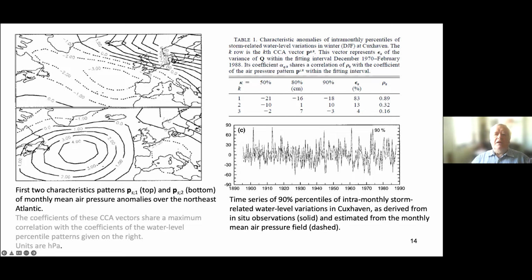In case of this first pattern, the explanation is relatively nice because you can see that the anomalous storms would travel along this gradient. So if we have high pressure sitting here and low pressure sitting there, then fewer storms would travel along this way. It would push less water to Cuxhaven, while in the opposite situation, with the high pressure system here and a low pressure there, we would have more of these storms traveling.